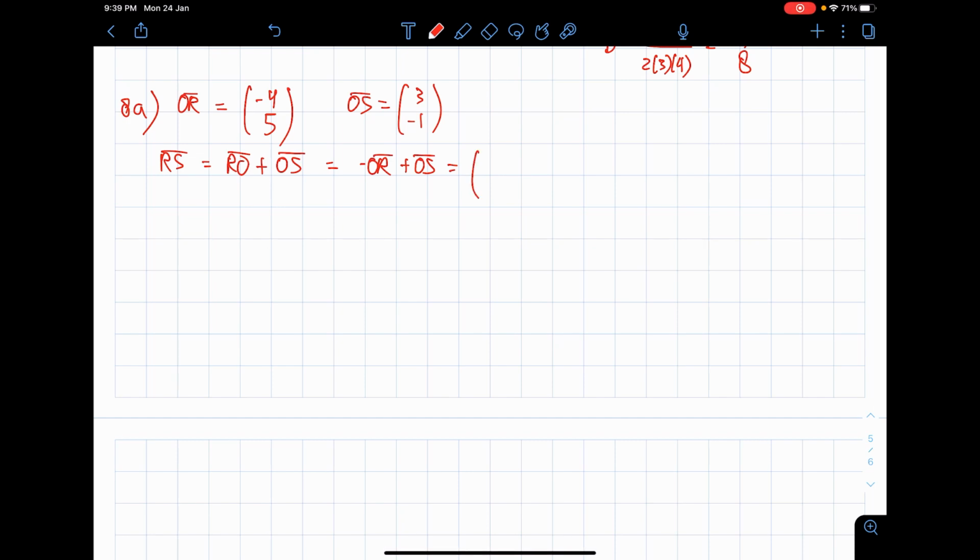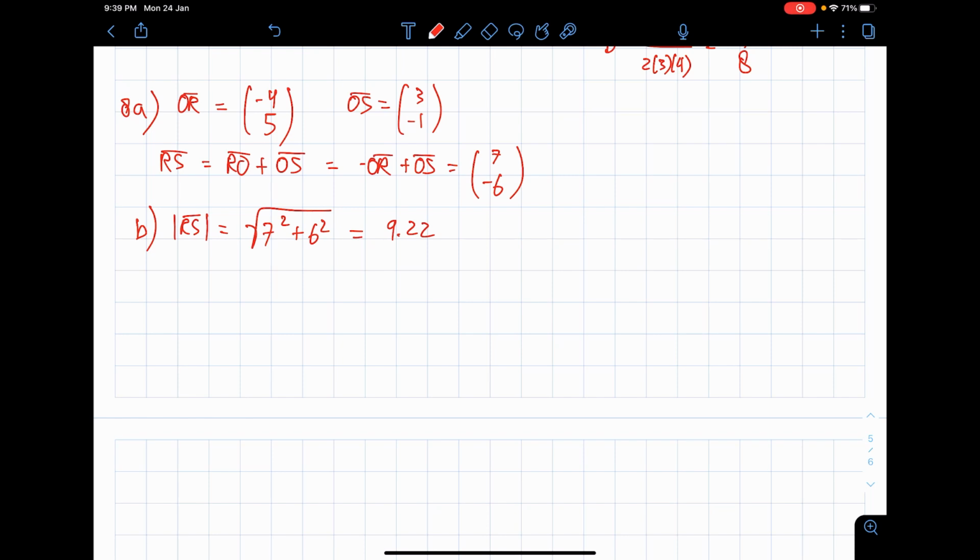Let me just get it as 7 and negative 6. If you try them one by one, you will get this number. You can try yourself, it should be quite simple. The magnitude of RS. The magnitude is a symbol like this, so you just need to do a Pythagoras theorem. You're going to get 9.22, 3SF.